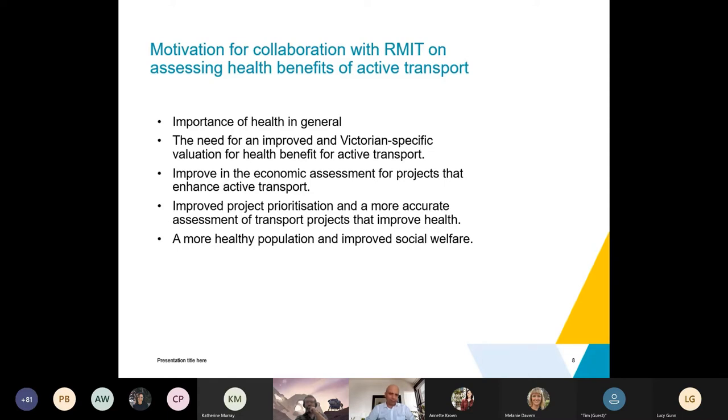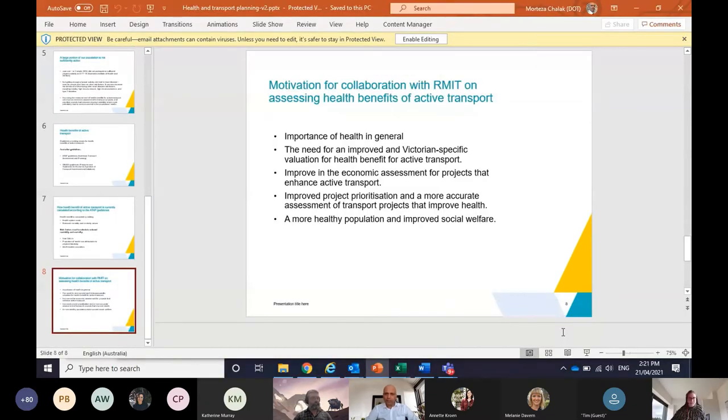We're hoping that this would help improve the economic assessment for projects that enhance active transport, and that could improve the prioritization of projects that enhance the health impact of active transport. And we are hoping that this would eventually result in a more healthy population and improved social welfare. Anyway, thanks very much. So this was my presentation, the reasons and motivation for us to collaborate with RMIT. I hand the stage back to Lucy.